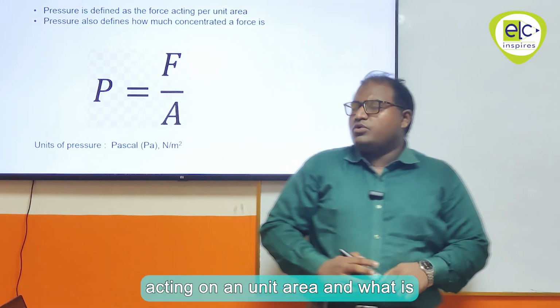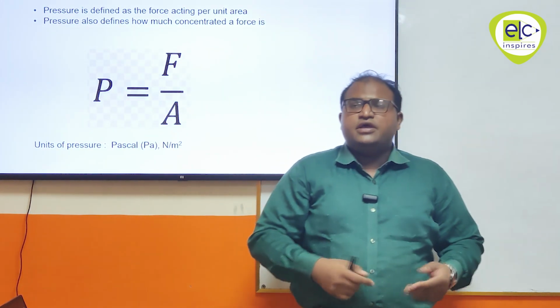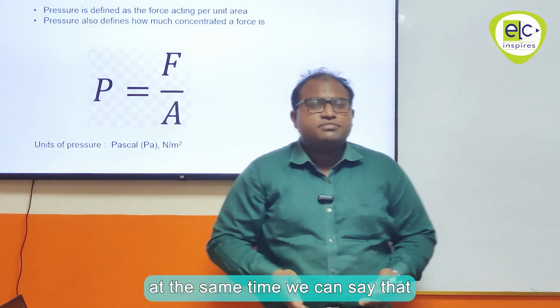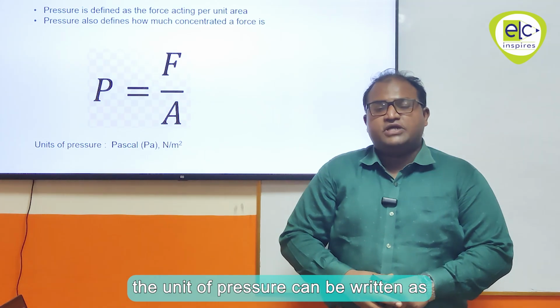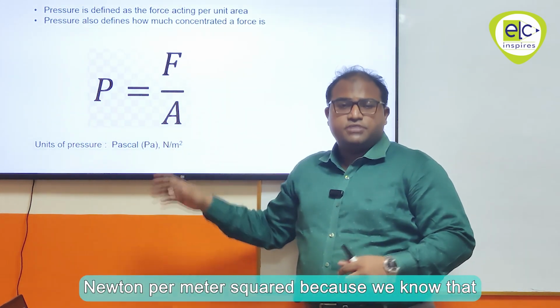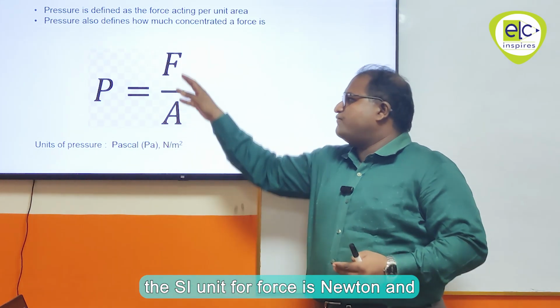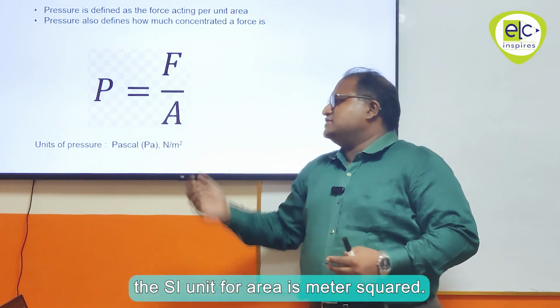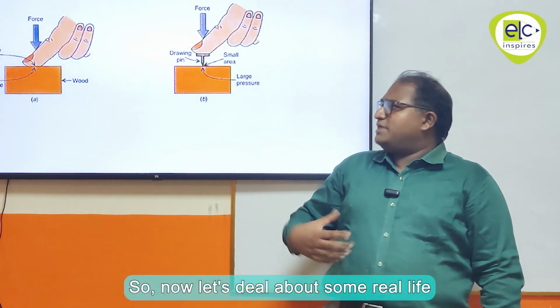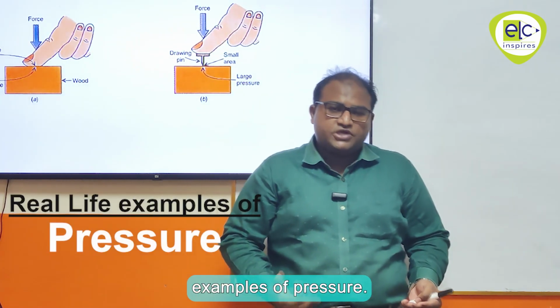And what is the unit of pressure? The SI unit for pressure is Pascal. At the same time, we can say that the unit of pressure can be written as Newton per meter squared, because we know that the SI unit for force is Newton and the SI unit for area is meter squared. So now let's look at some real life examples of pressure.